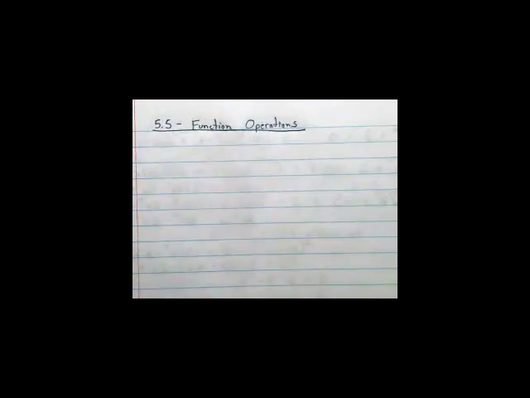So today we're going to talk about function operations. So real quick, as far as math class is concerned, what does the word operation mean? Anybody know? Did you just read that off the board? Yeah, you'd be right. So operations refers to just addition, subtraction, multiplication, and division.